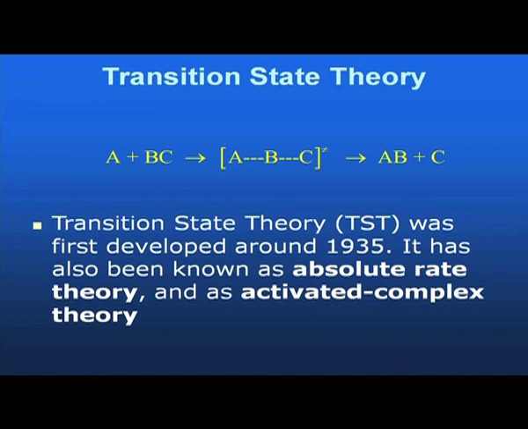Okay. So, let us start with the transition state theory: a simple reaction, A reacting with BC producing AB plus C, that is an atom exchange reaction, maybe say. It is going via an activated complex, or via a transition state. That is why it is called the transition state theory, or TST, and it was first developed around 1935. It has also been known as absolute reaction rate theory, or activated complex theory, although these two names are outdated now, and the term transition state theory is used nowadays.